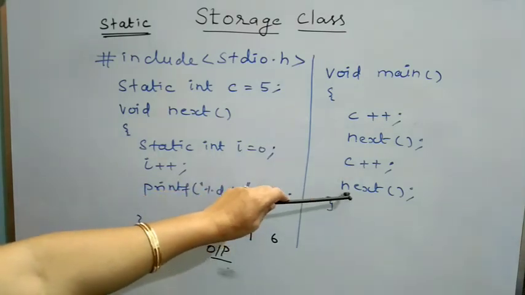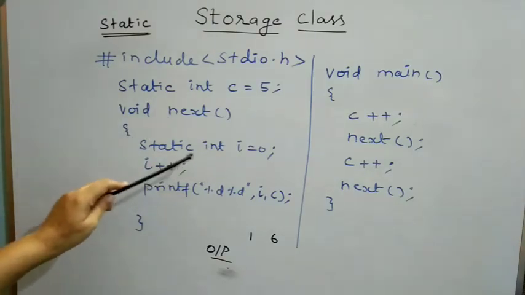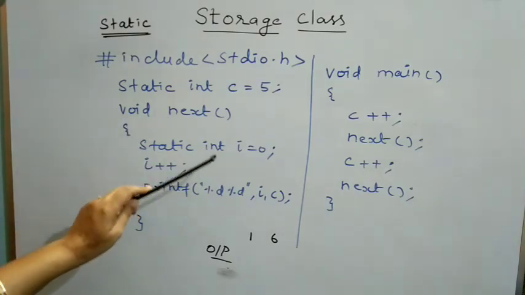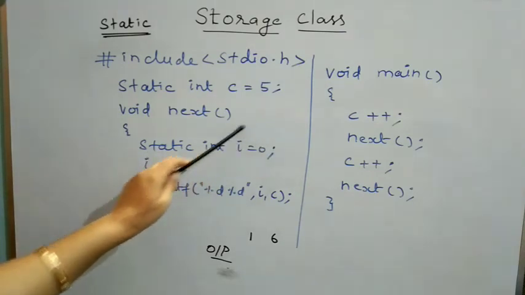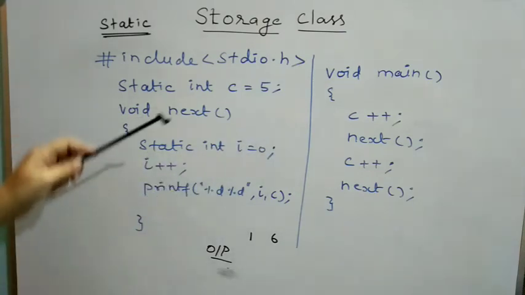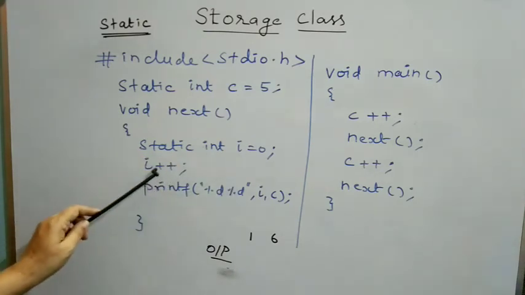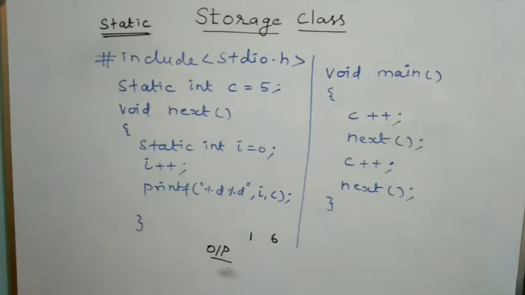Then I am calling the function next again, so control is transferred to next. What is the value of i now? It will not reinitialize the value of i to 0 since it is static. The previous value will be retained. The previous value of i is 1, and now it is incremented by 1, so i becomes 2. When I print the values of i and c, c will be 7.